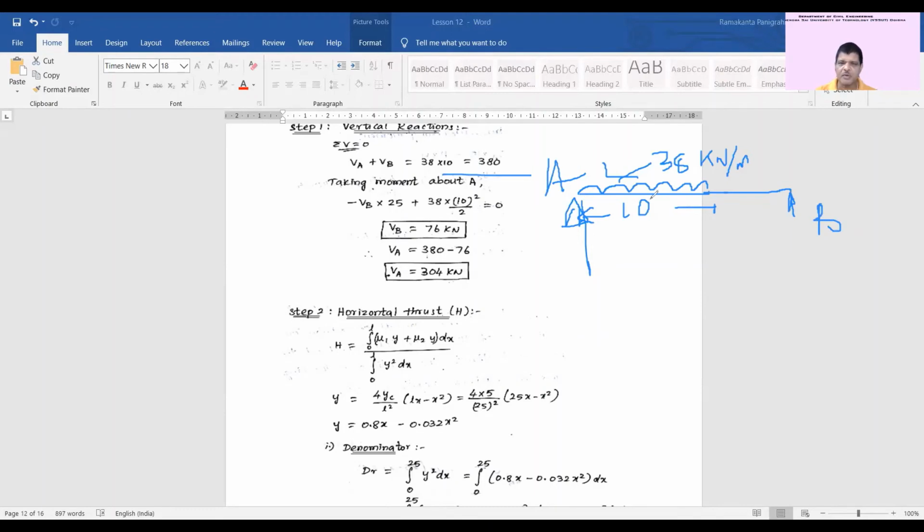Okay, total load, and taking moment about point A. So this VB into this distance is 25, right? This is 25, VB into 25 minus this load into distance, 38 into 10, 380 into x by 2. We can say W x square by 2. So VB comes 76 and VA comes 304, and combining both, it is 380 kilonewton.